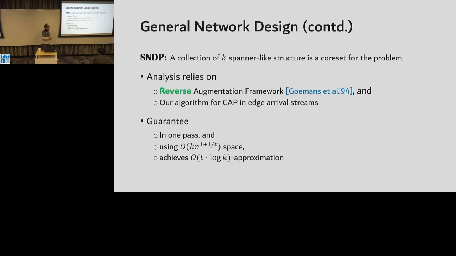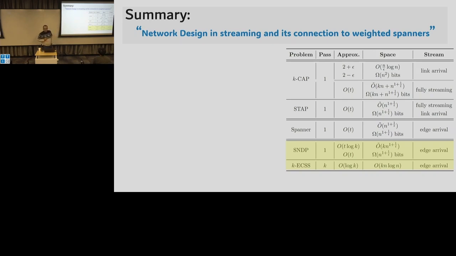Okay, so let me summarize the talk, and at the end I would also like to talk about some of my other research, since it's a research at TTIC talk, to see what else I'm working on. So in summary, I showed network design in streaming and its connection to the weighted spanner. Maybe that's one of the main takeaways of this talk. And this is the result that we have. I talked about some of them, but I didn't talk about the Steiner tree augmentation problem, but you can find it in the paper.